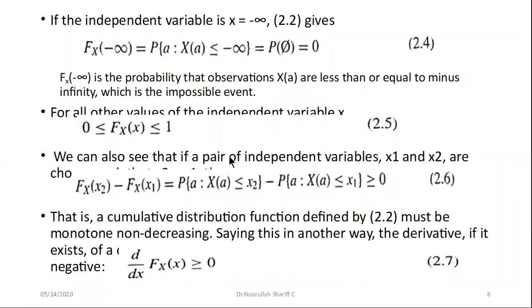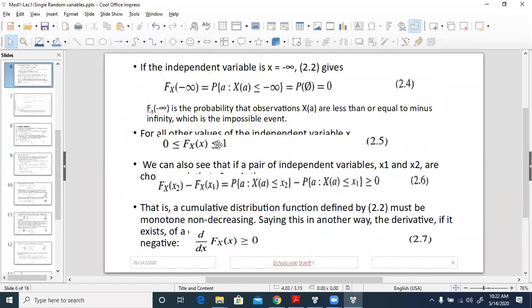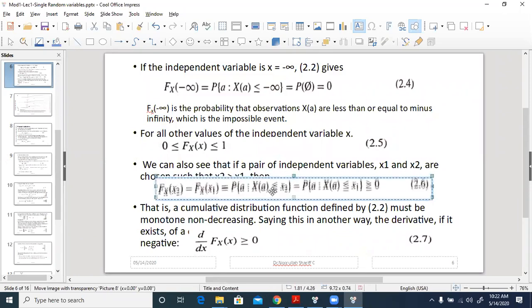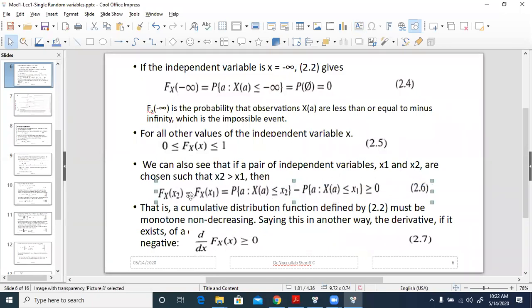We can also see that if a pair of independent variables x1 and x2 are chosen such that x1 is less than x2, then the value of x1 is less than x2, or x2 is greater than x1, either way.